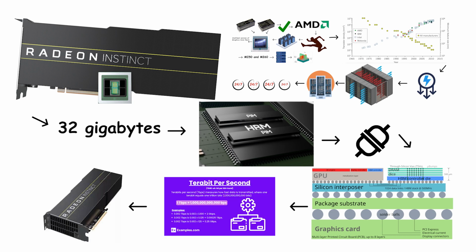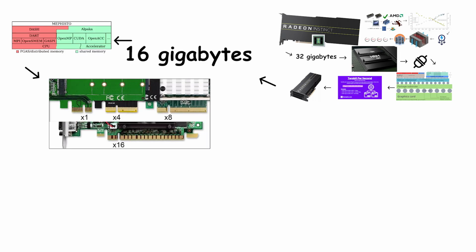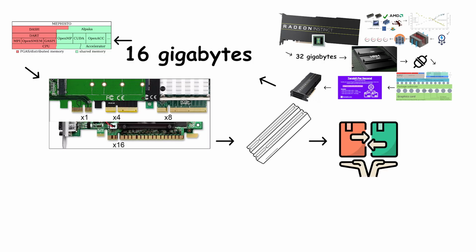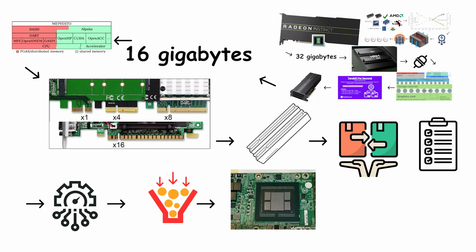The smaller MI50 used 16 gigabytes but shared the same memory type and bus architecture. Both supported the newly introduced PCI Express 4.0 interface, effectively doubling the throughput available compared to the older generation. This mattered because feeding these accelerators with data was often the bottleneck, not just the raw compute inside the chip.